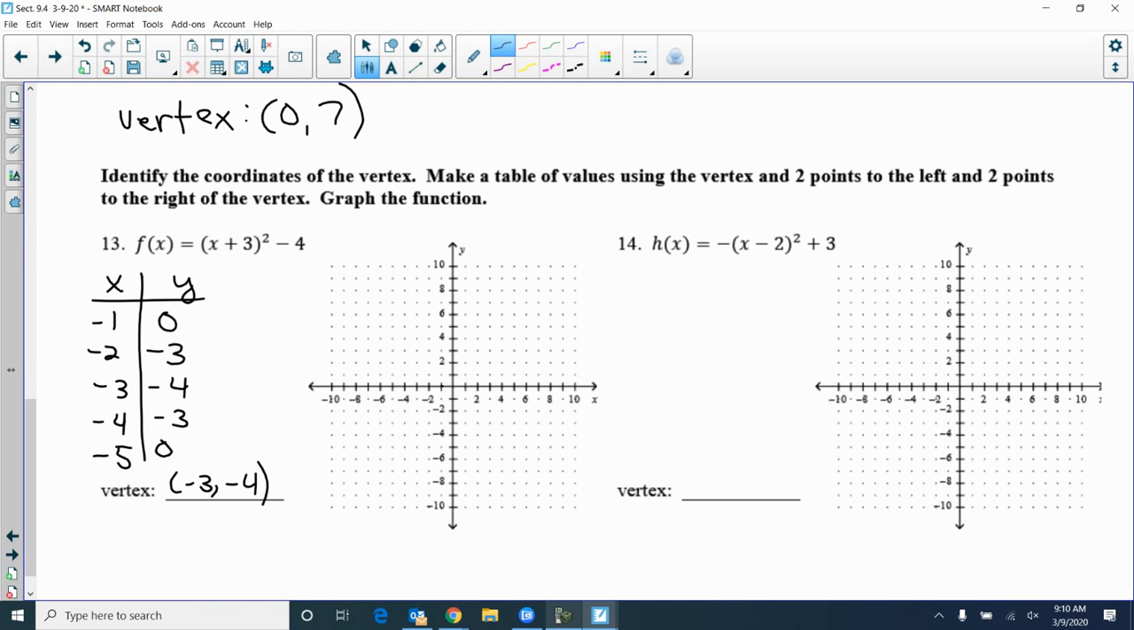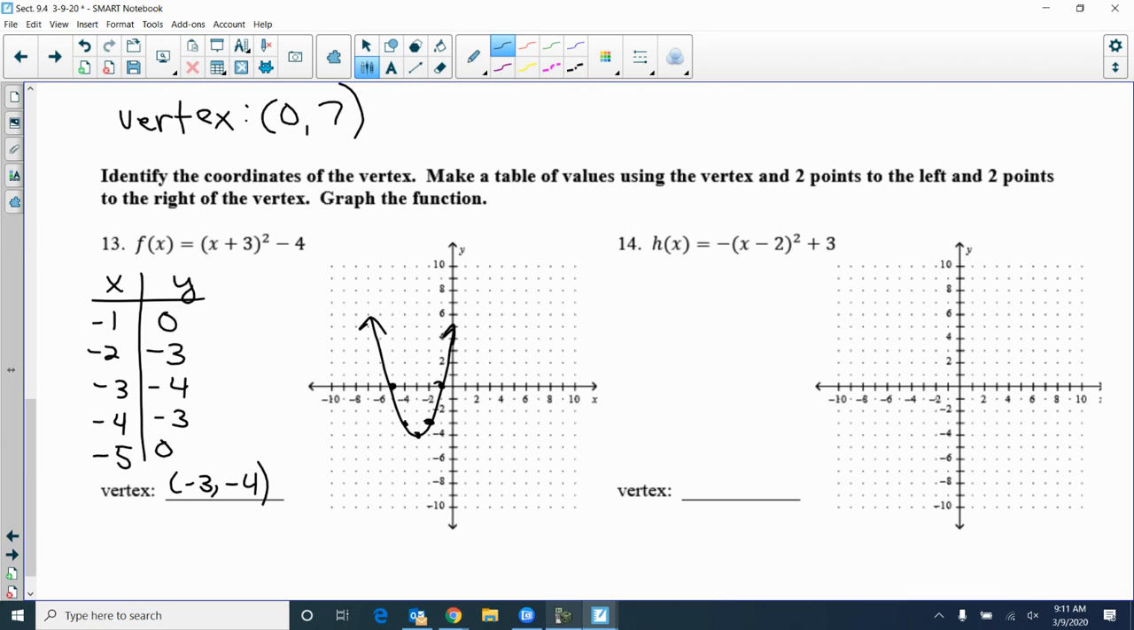-1, 0. -2, -3. -3, -4. -4, -3. -5, 0. It's a parabola. It opens up. Okay, there you go. But here's the key. You've got to find the vertex and figure 2 points greater than it and 2 points smaller than it for that.